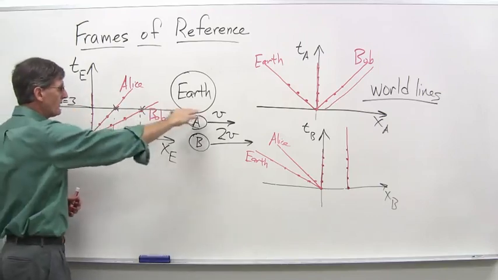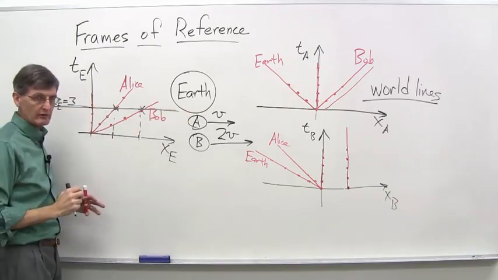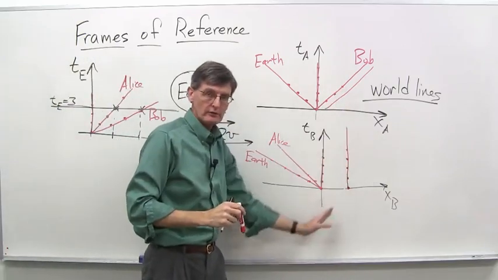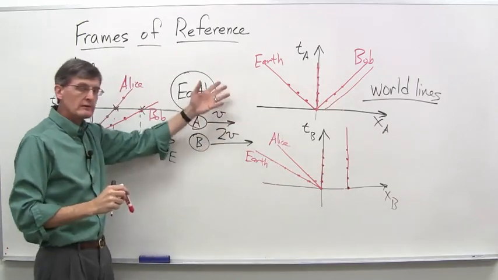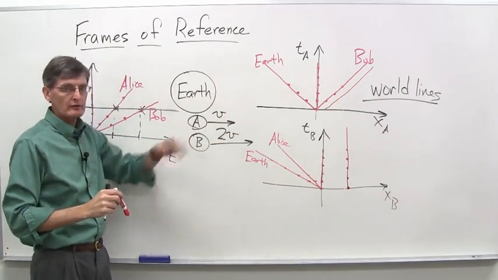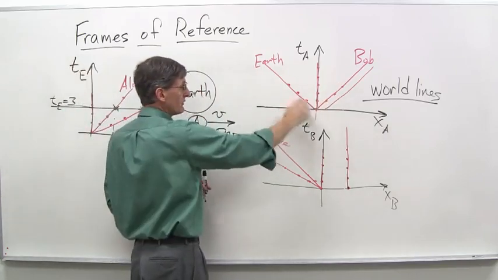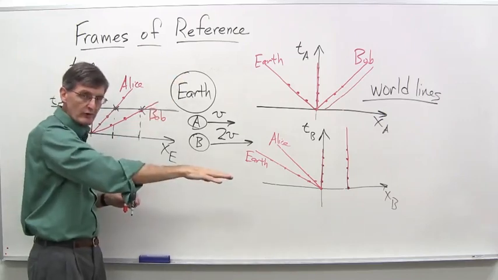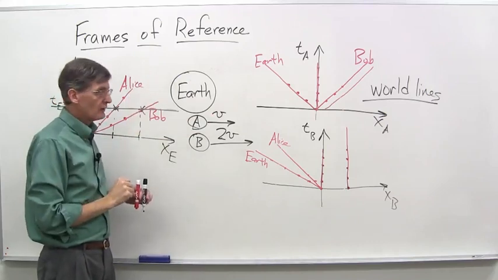So a horizontal line represents everything that happens in that frame of reference at that particular instant in time. A vertical line represents something that is not moving in that frame of reference. It's staying in the same position. Diagonal lines represent things that are moving. If it's tilted to the right, it's moving off to the right. Tilted to the left, it's representing something moving backwards. If it tilts down more, it means it's moving faster. If it tilts up more, it means it's moving slower.